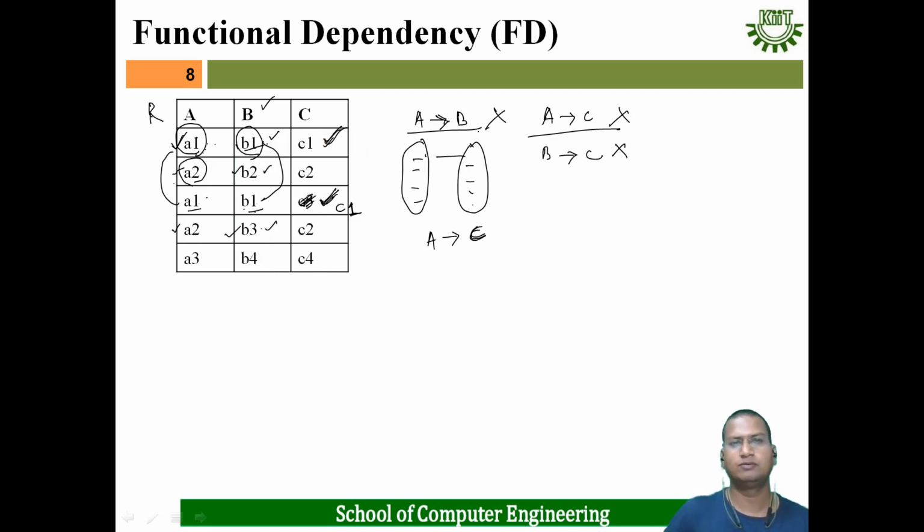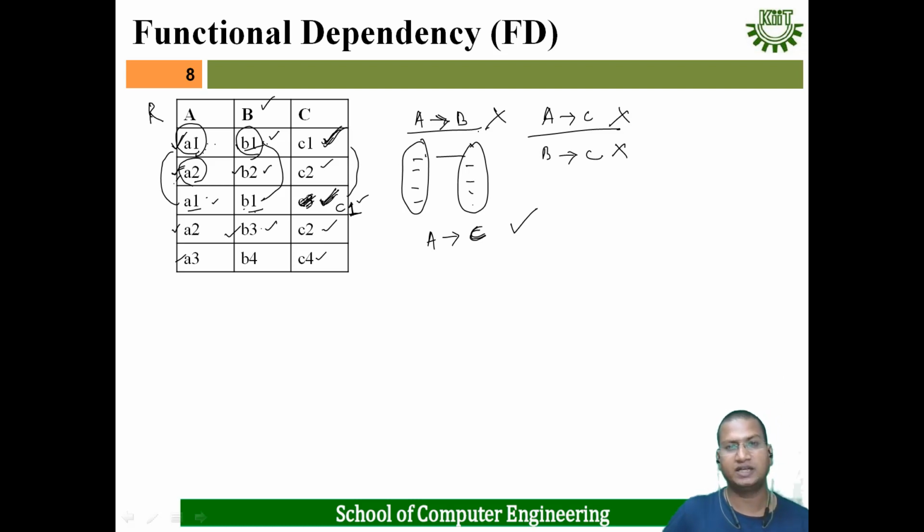For A1, C1 is present here. When A1 repeats in this case, another C1 is present, the same value repeating, no problem. Then for A2, C2 is present. Again A2 repeats, and C2 is present, no problem. Then for A3, C4 is present. That means A determining C holds. A functionally determines C. We can say that.